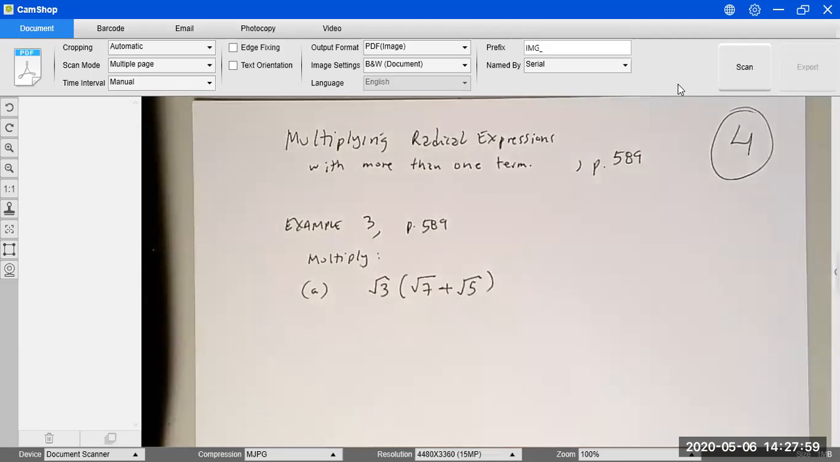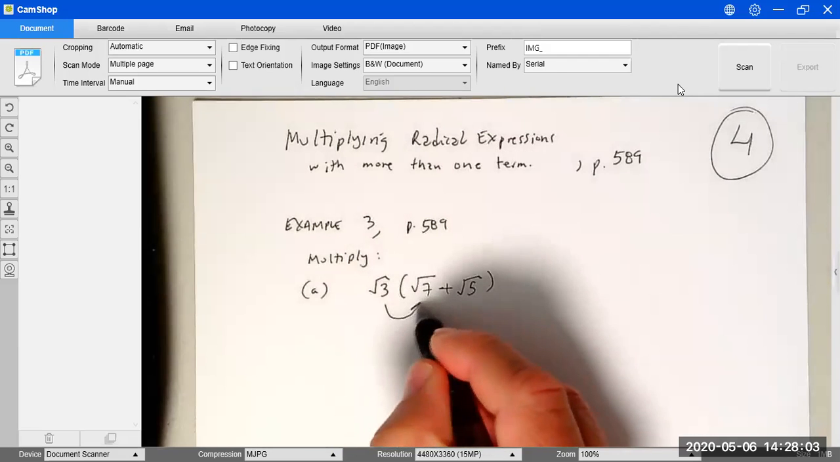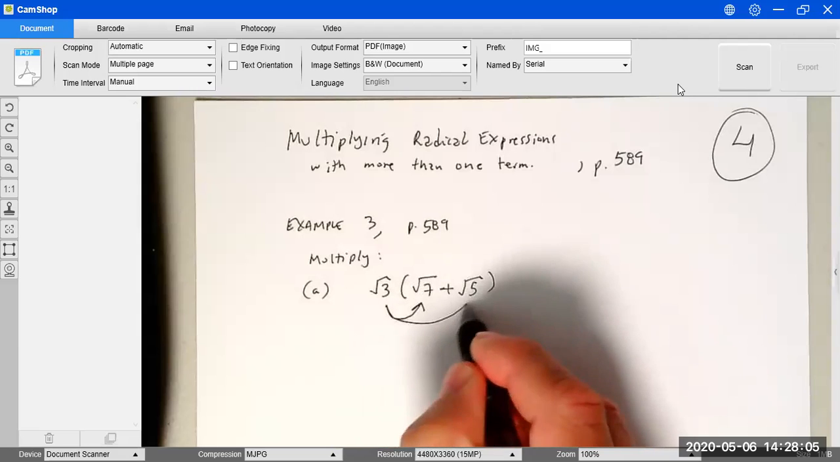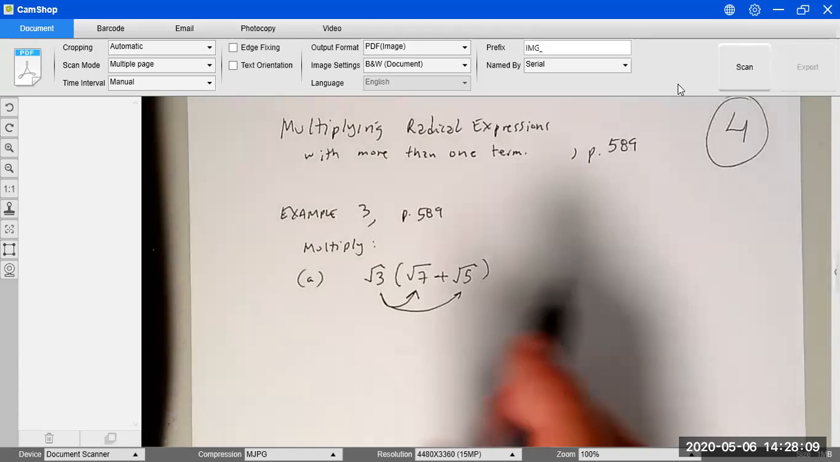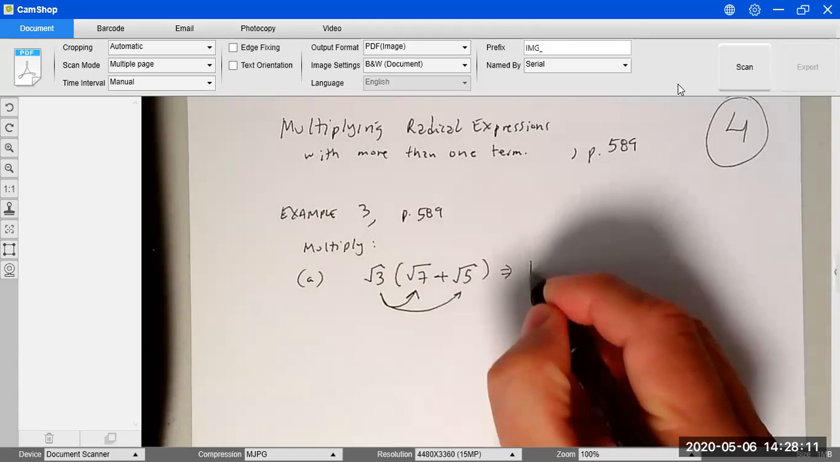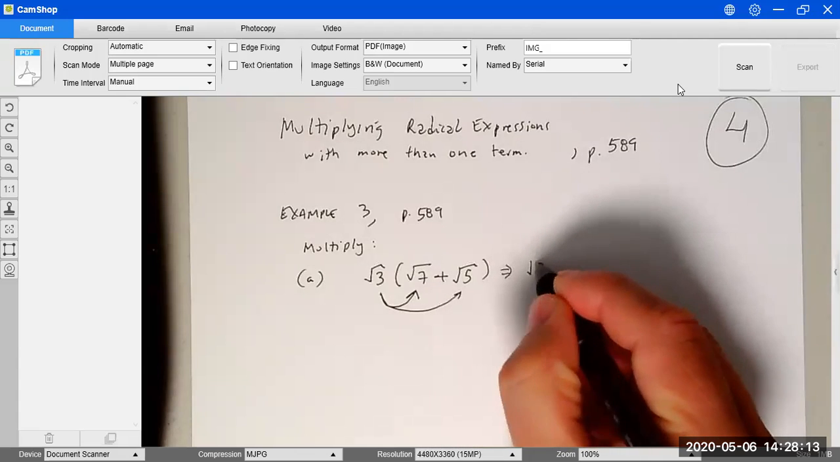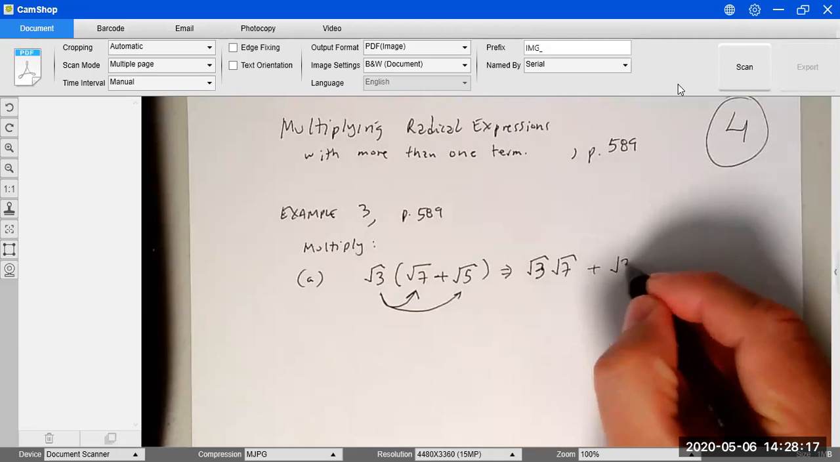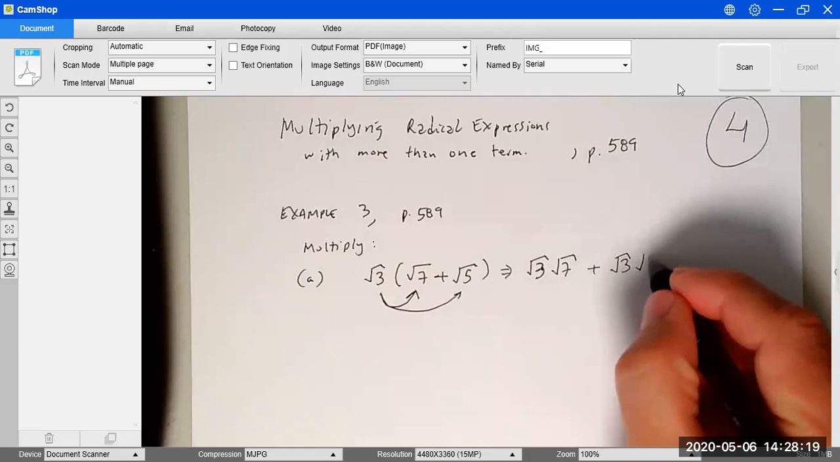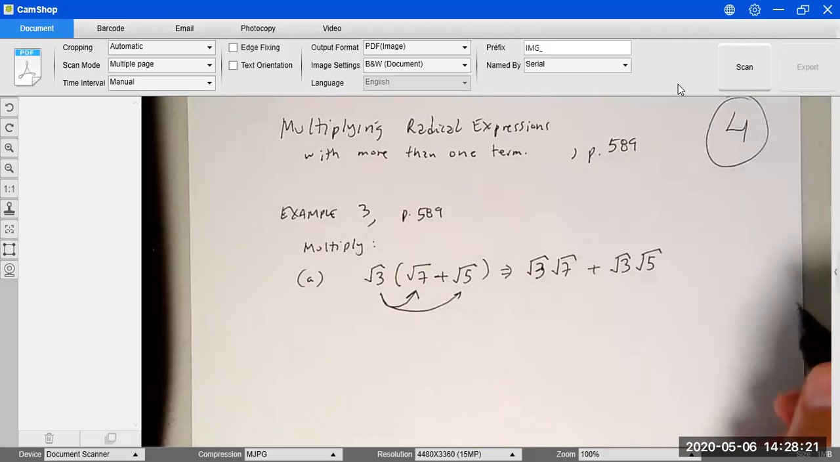So I have this expression, so I'm going to apply the distributive property. So radical 3 is going to multiply both radicals. So I'm going to start radical 3 times radical 7 plus radical 3 again times radical 5.